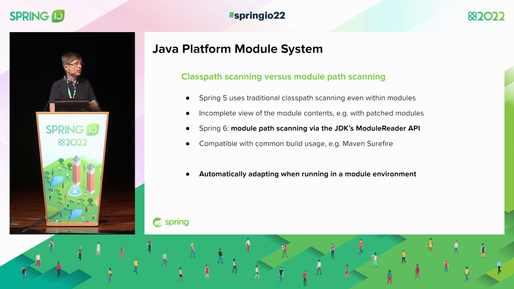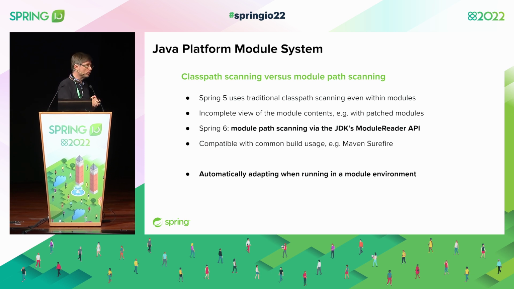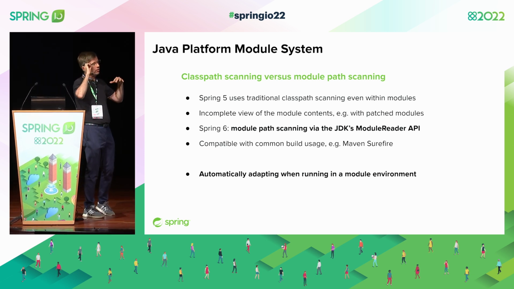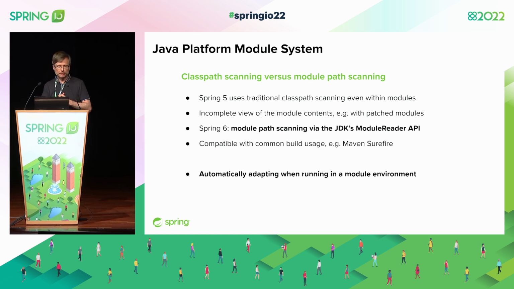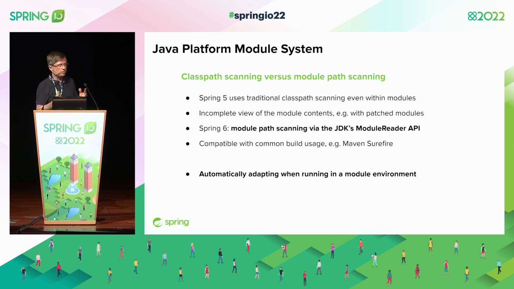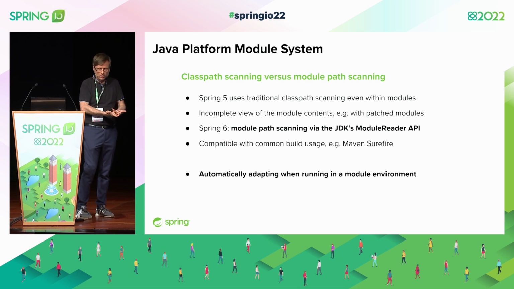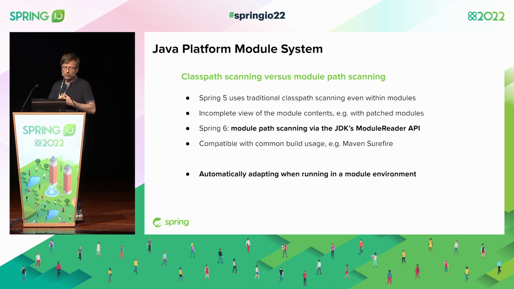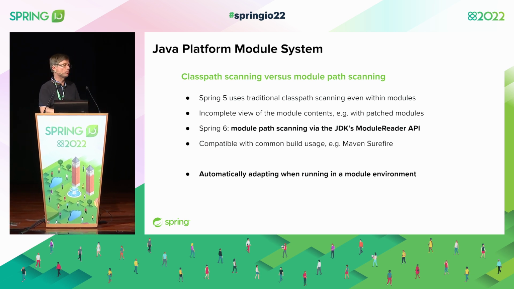This recently made it into the mainline in Spring Framework 6. If we're within a module, we are using the module reader API to see a complete picture of the module contents instead of a class path scan. This is basically an automatically available feature. If you choose to run within the module system, if you choose to use the module system for your application deployment units, we auto-detect that and automatically use the module reader API to see the full contents of your module.